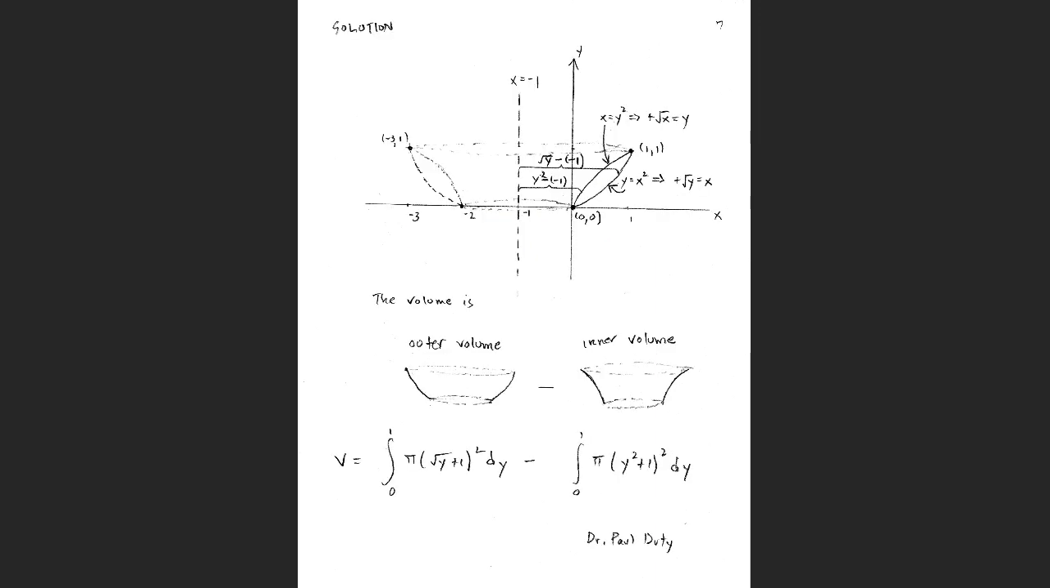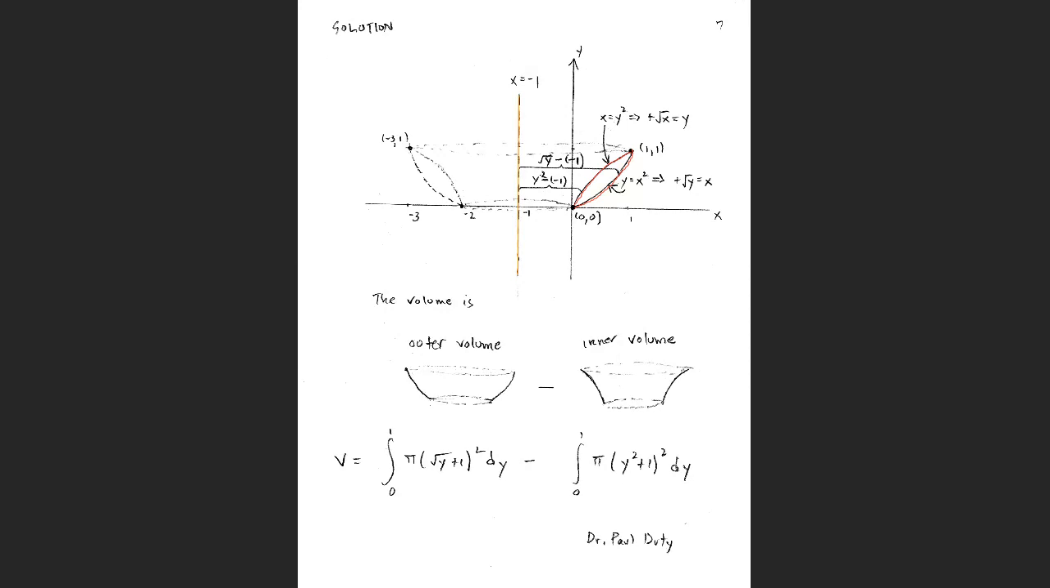Okay, here's my picture. Obviously it's going to take you a little time to copy this, but here's the region bounded by y equals x squared and x equals y squared. This is the region, and I'm taking that region and rotating it about the line x equals -1. So x equals -1 is here.